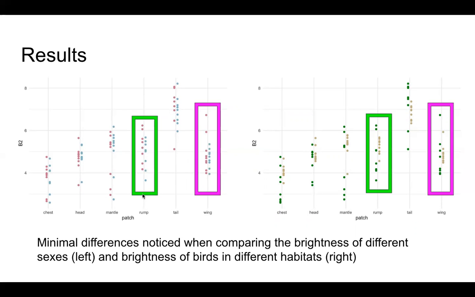Same thing when we're looking at this rump patch, when we take the color on the rump of the bird. There's a bit of clustering that's happening, but nothing truly dramatic that we haven't seen in the other graph. So we can say that there's not a lot of difference happening in the brightness of these birds.